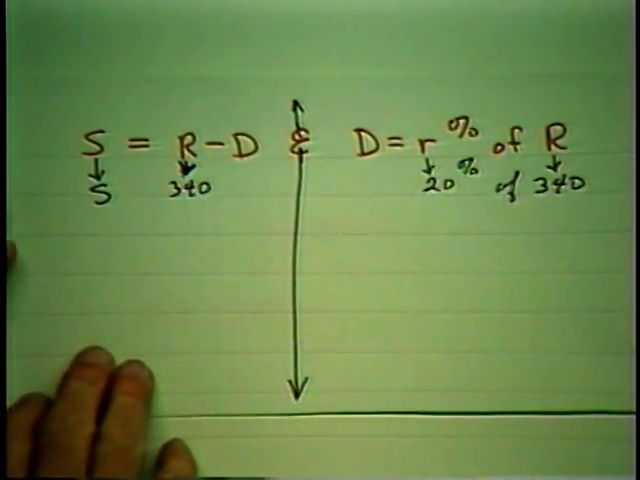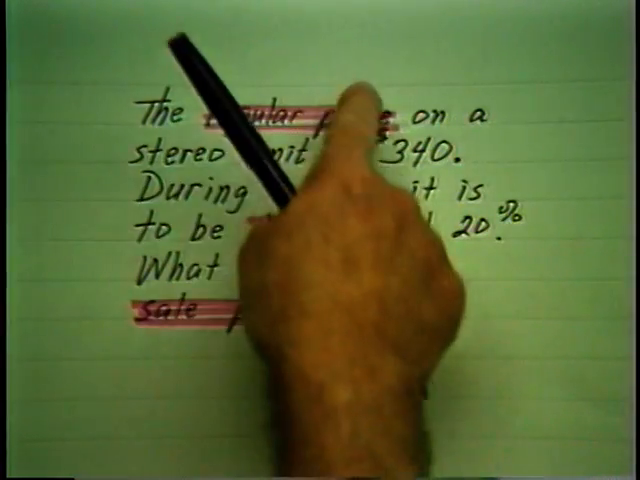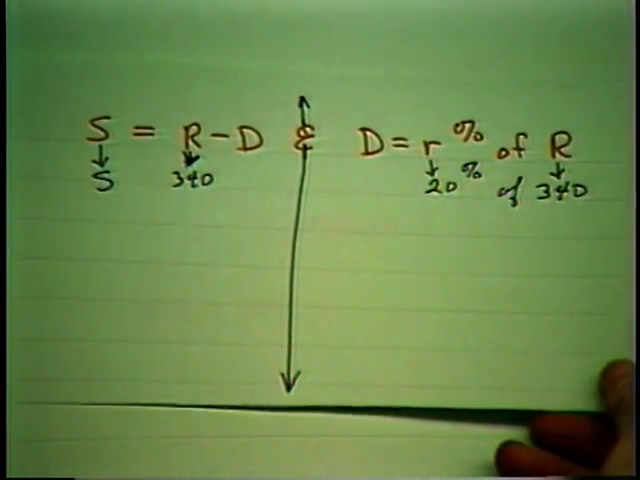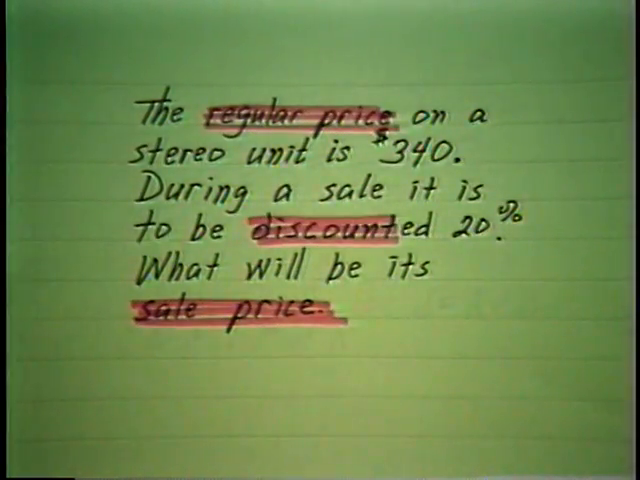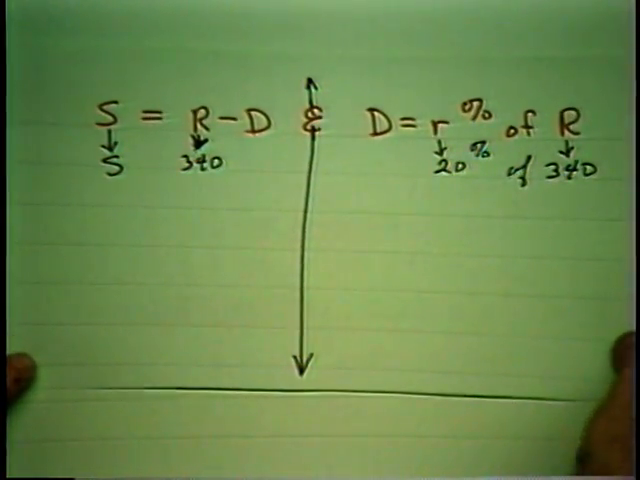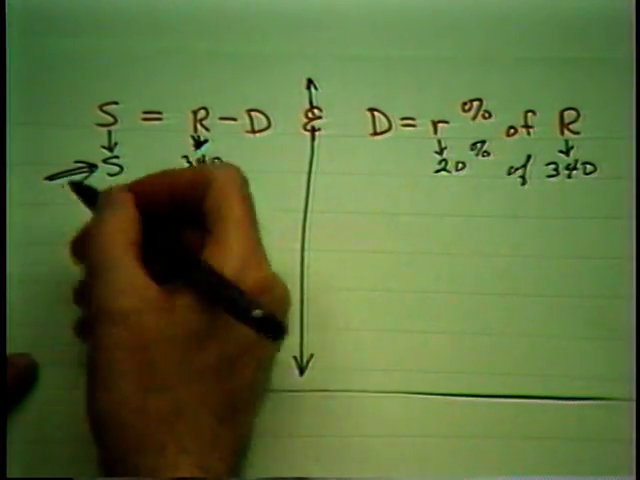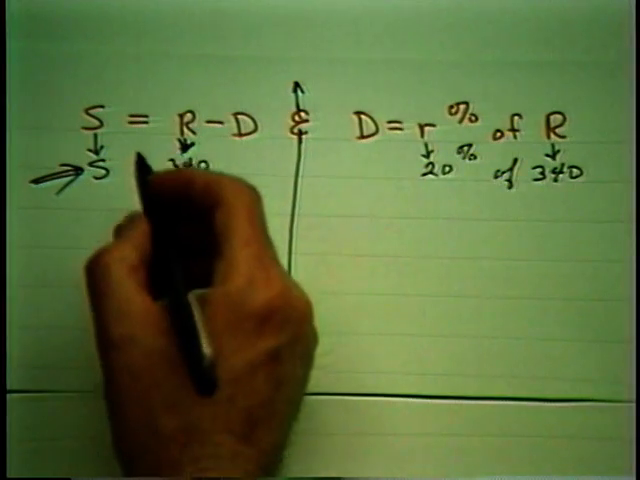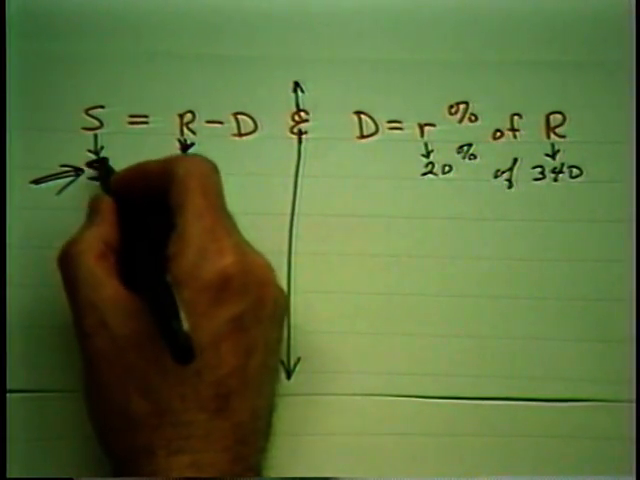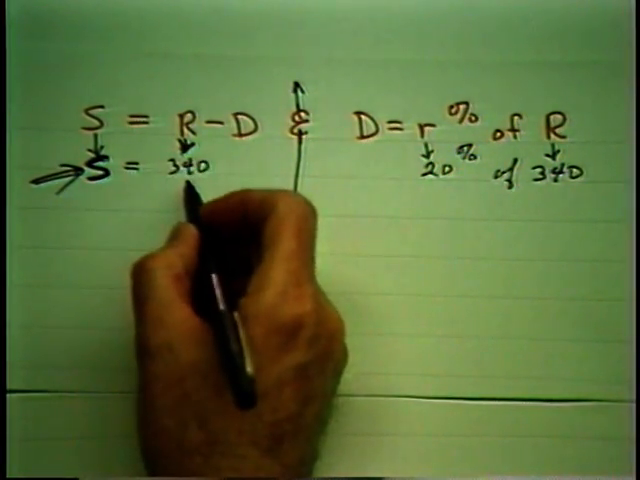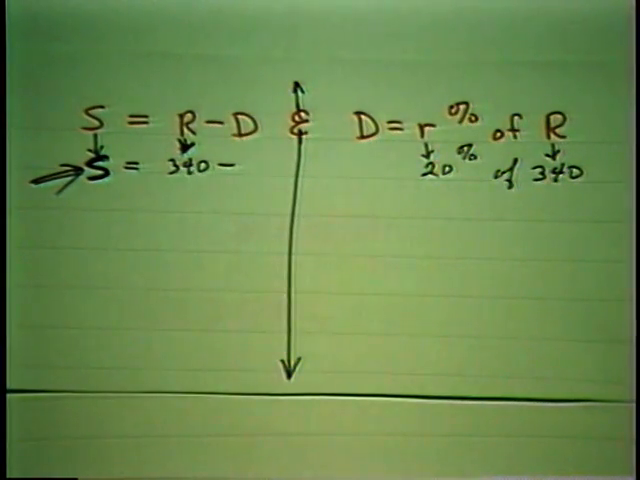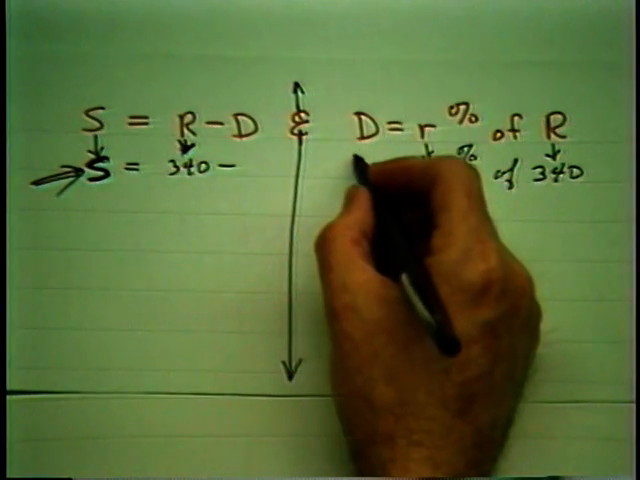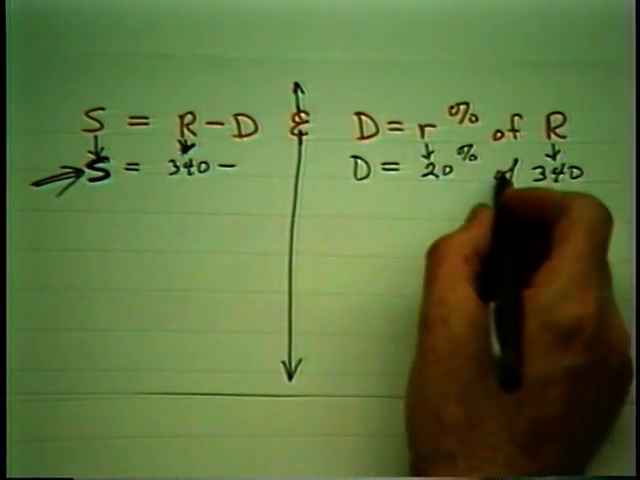Okay, let's stop and just look at this. Once we have gone from the words to the mathematical statement, if we've done a good job, we won't have to go back to that. So let's see if we can just stay here and find that sale price. Notice over here it says the sale price, which is what I want, is $340 minus the discount, but I don't know that. But over here it says the discount is 20% of this.